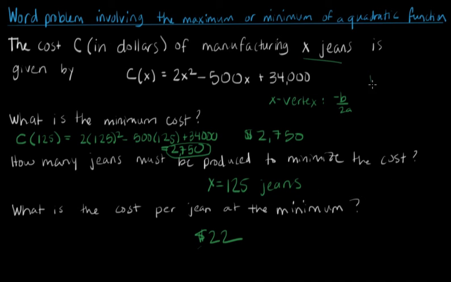So this is an upward facing parabola, so that lowest point is the place where it's the cheapest to manufacture the jeans. In this case, 125 jeans are the cheapest amount to manufacture, and they're $22 each for a total of $2,750, which is the minimum cost. And that's how we do a word problem involving the maximum or minimum of a quadratic function. The most important thing to remember is that the maximum or the minimum happens at the vertex. So if you find the vertex, you should find your answer.